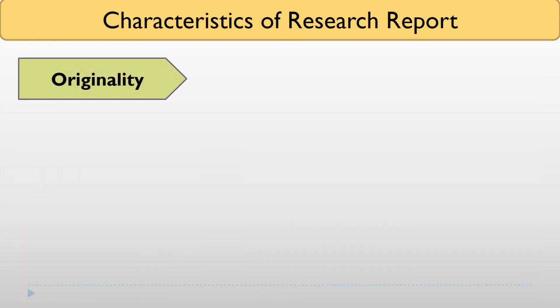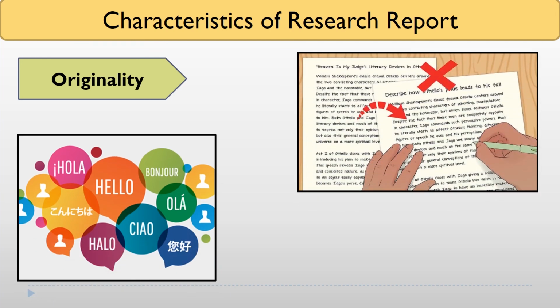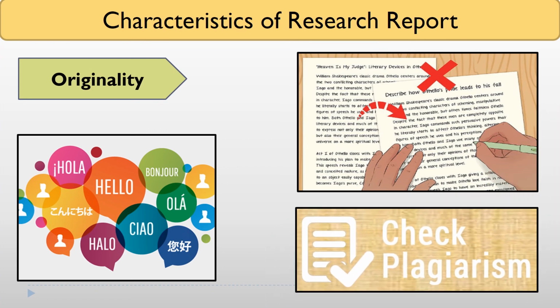Eighth is originality. The researcher should always write the research report in his own language. Copying of text of other research papers should always be avoided. The researcher can use software to check plagiarism. So, in this lecture, we discussed report writing in detail.